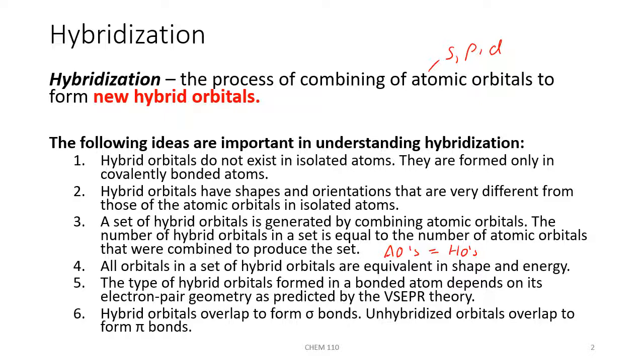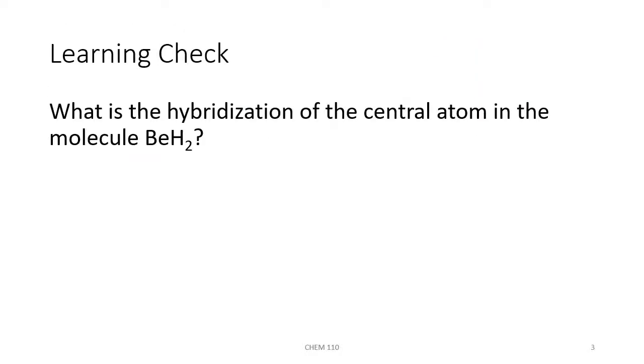All orbitals in a set of hybrid orbitals are equivalent in energy, size, and shape. The type of hybrid orbitals formed in a bonded atom depends upon its electron pair geometry as predicted by VSEPR. Hybrid orbitals can overlap to form sigma bonds. Unhybridized orbitals overlap to form pi bonds. So we will apply these concepts on the next few slides in order to determine how the hybrid orbitals are formed. What is the hybridization of the central atom in the molecule BeH2?